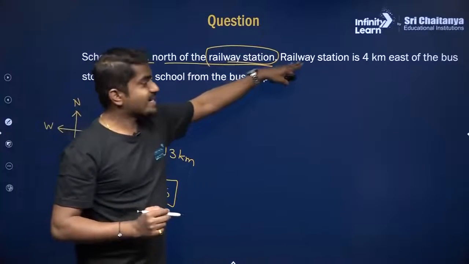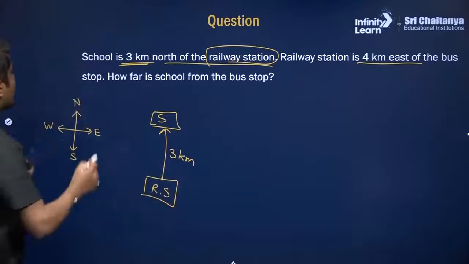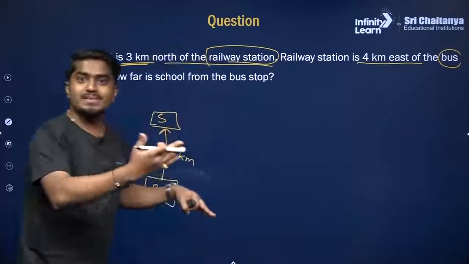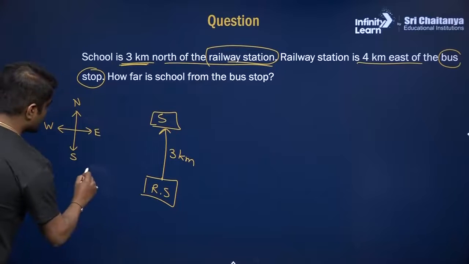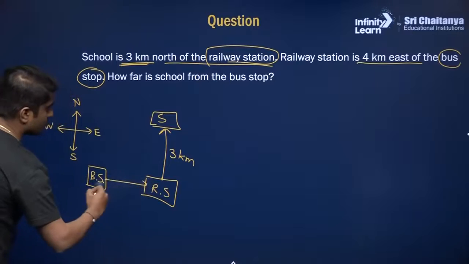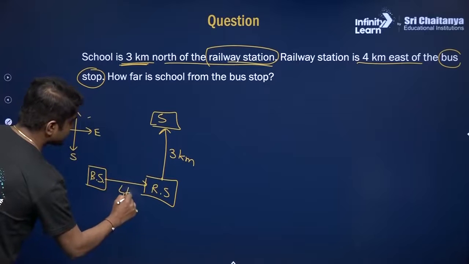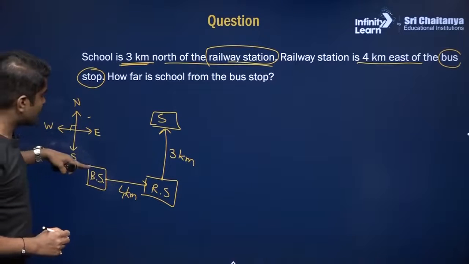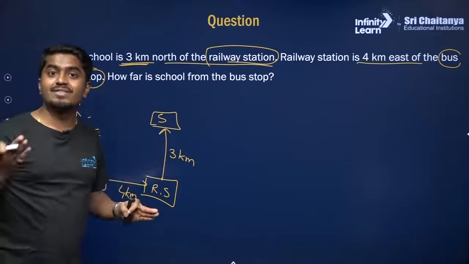And then the railway station is 4 kilometers east of the bus stop. So now the bus stop here is our reference point. With respect to the bus stop, the railway station is 4 kilometers east. So the bus stop should be somewhere here, and from the bus stop you have to move towards east. How much? 4 kilometers. And the angle between all these directions is 90. So whenever you change the direction, you move by the angle which is 90 degrees.